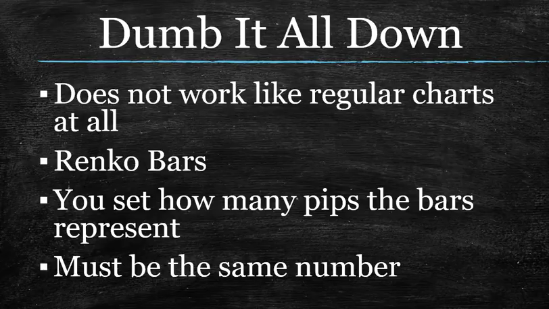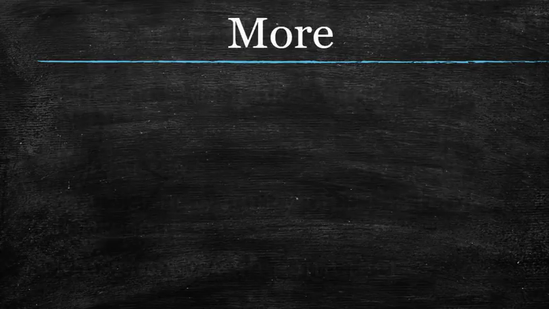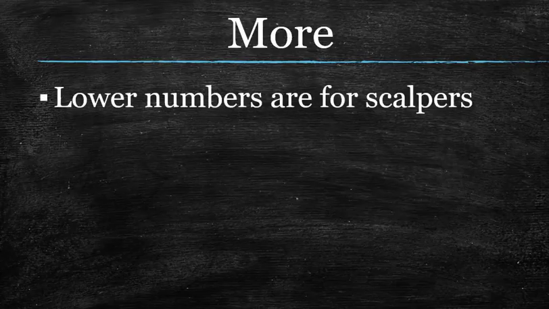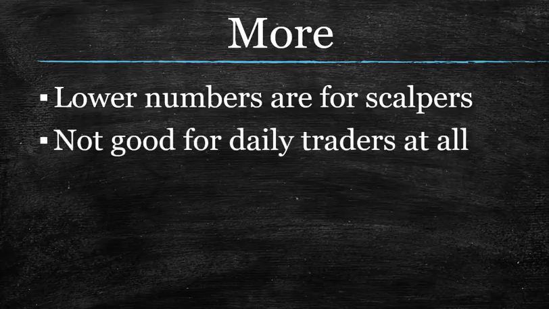Now, this makes Renko charts ridiculously easy to read and understand. This can be a good thing, this can be a bad thing. But let's dive just a little deeper. Other things you need to know on this is when deciding where to set your number, lower numbers are typically for scalpers because scalpers want these candles, these Renko bars, I should say, to form quickly so they can get in and make decisions and not sit there and have to wait for it. It's not really good for daily traders at all, as we will soon talk about.